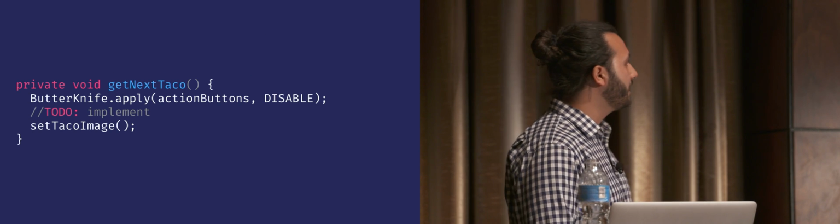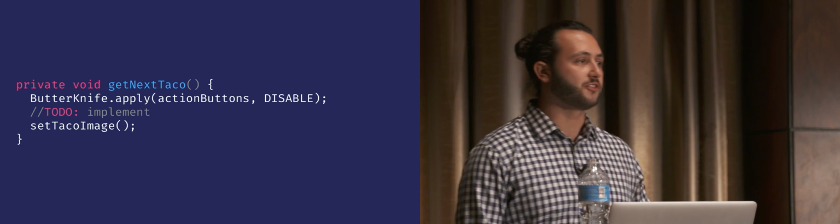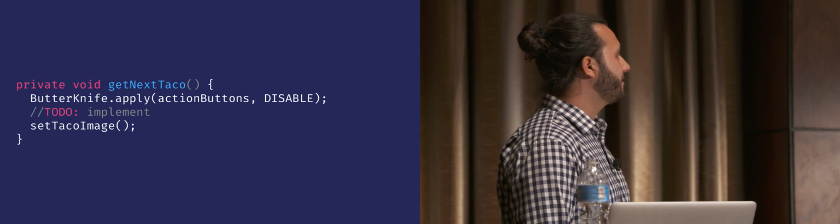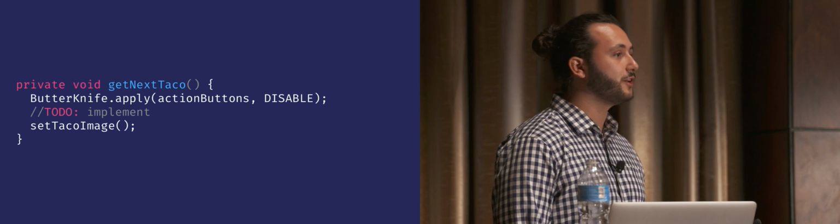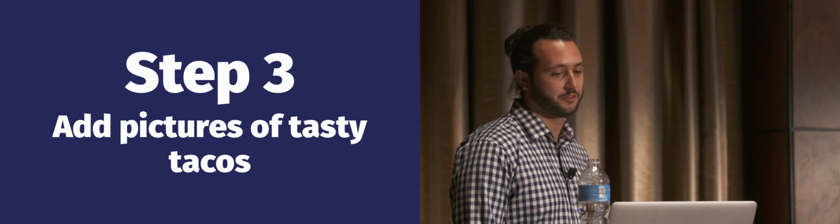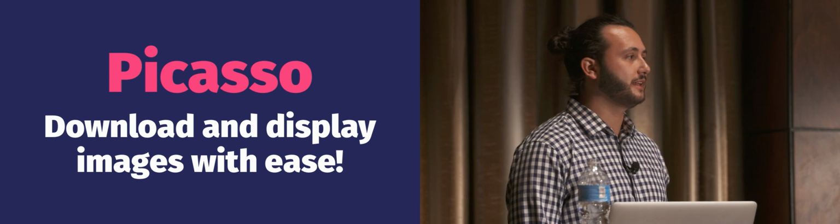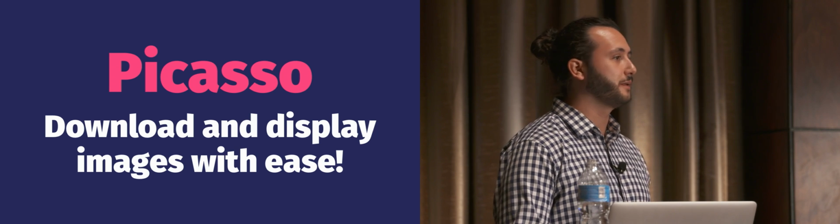All right, so we made our get next taco method. What it's going to do is disable the buttons so that our users don't click on it twice. And then we're going to set the taco image. We don't know how to do that yet, so we're going to move on to how we're going to add pictures of tasty tacos. We're going to use Picasso for this. Picasso is a great library that lets us download images and display them into image views.